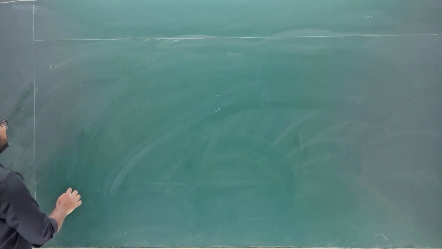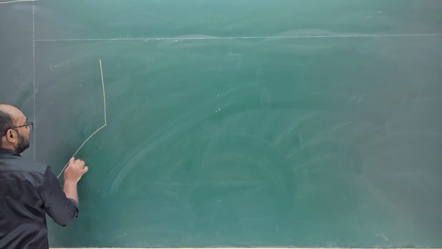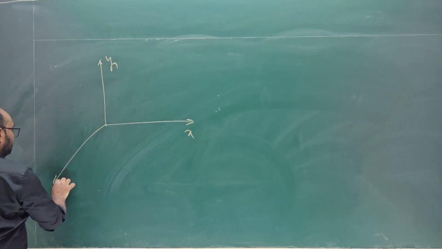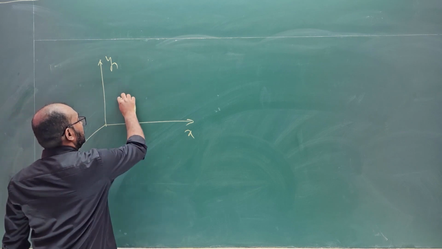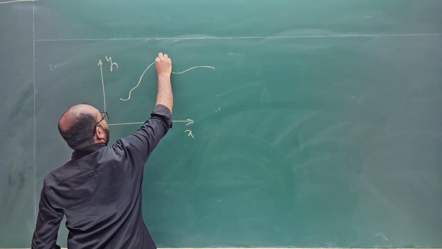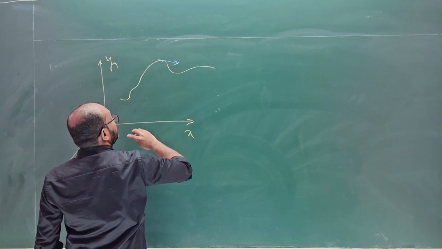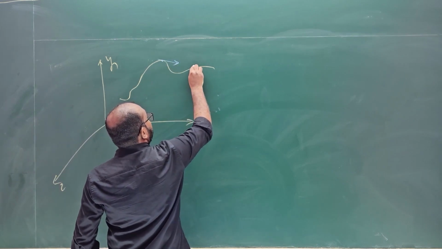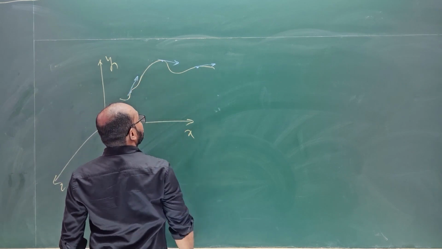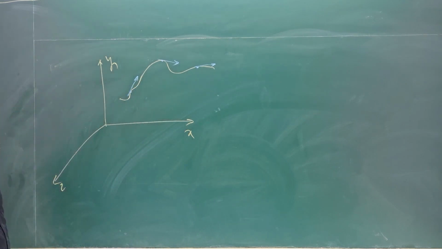Okay, now consider the x-axis, y-axis and z-axis, and the body is moving like this randomly. Can I say at this point the tangent will provide you the direction of velocity? At this point the tangent will provide you the direction, and at this point the tangent will provide you the direction. Consider this body is covering the x-axis, y-axis as well as the z-axis, all three axes.